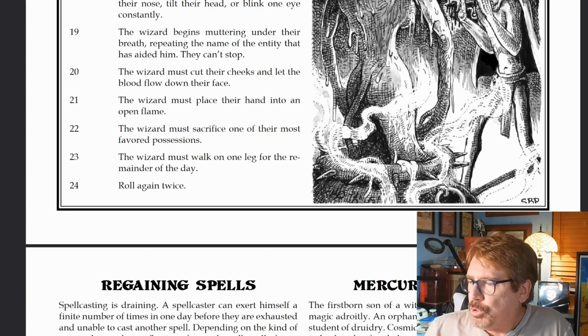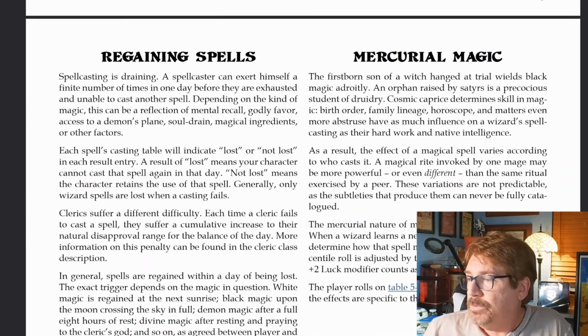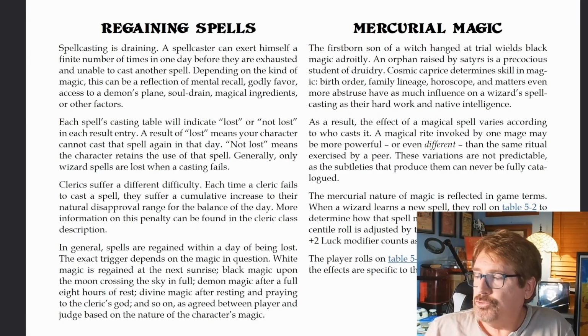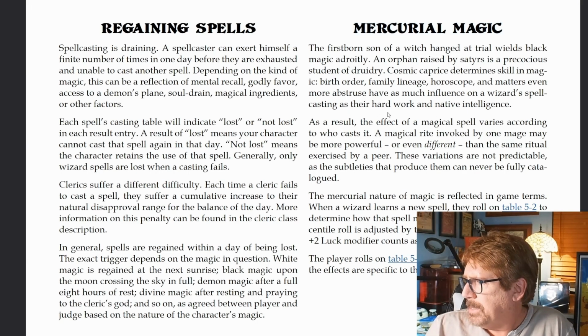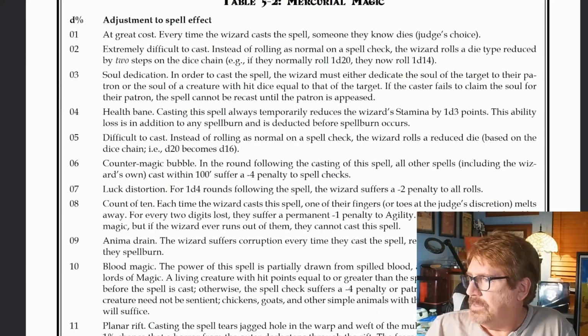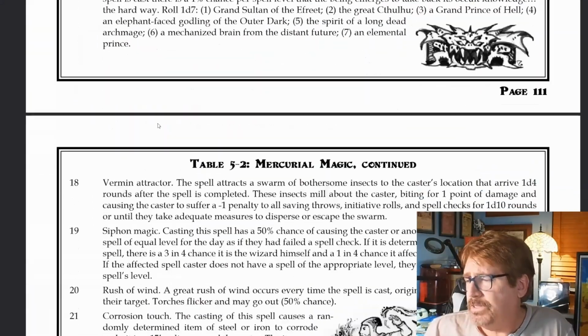What can happen? The wizard must sacrifice one of his most favored possessions. Okay. Regaining spells. So this is how you get your spells back. Spell casting is draining. Mercurial magic. So that's interesting. And they have a chart for that too. So there's a lot of different kind of magic here.